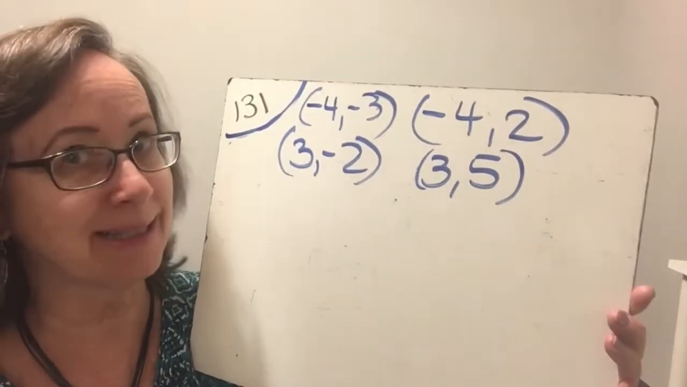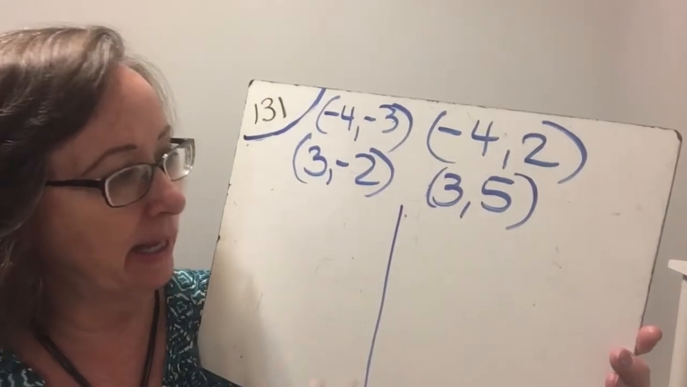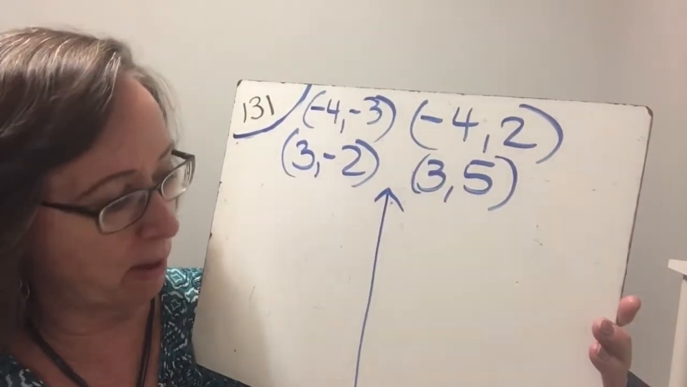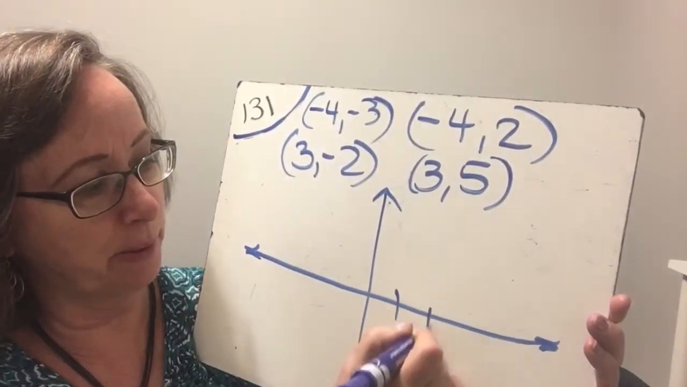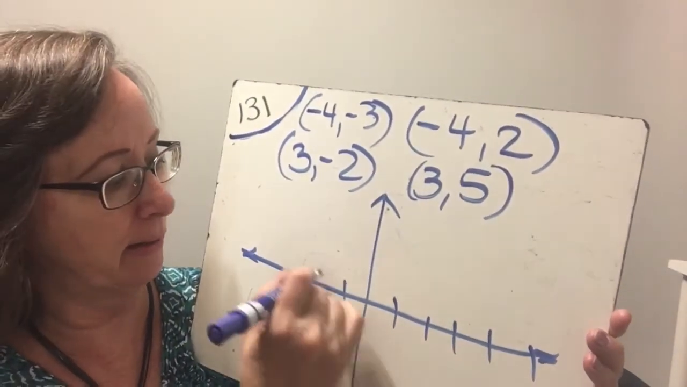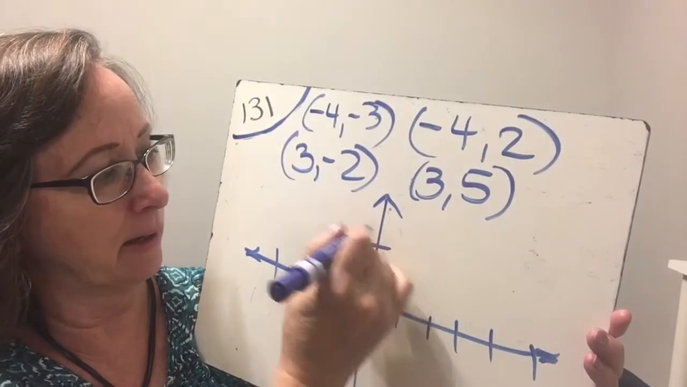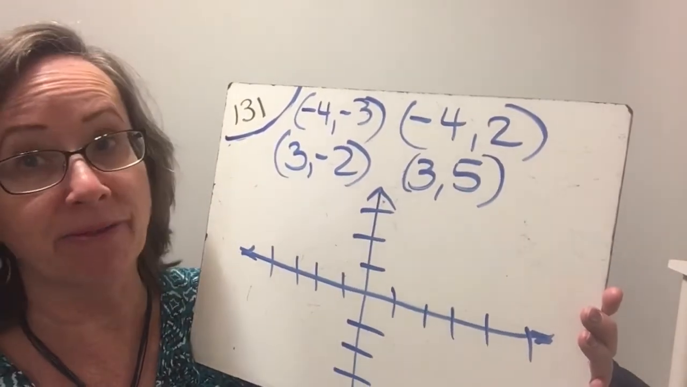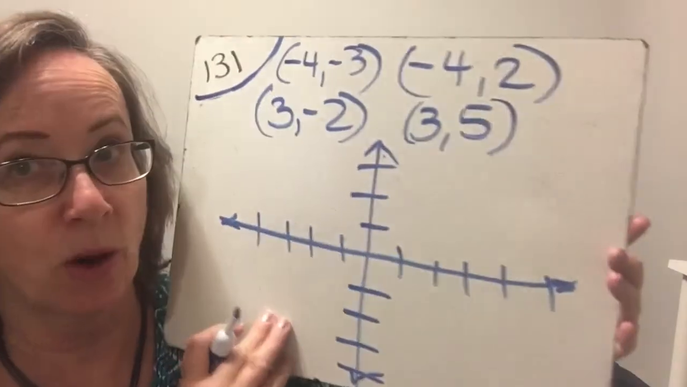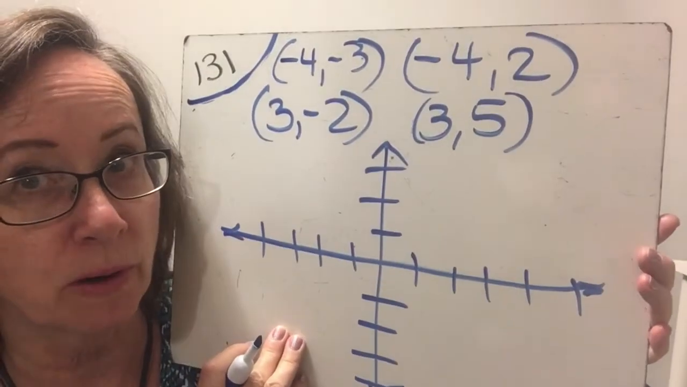All right, this is your practice problem. We're told to make a sketch of a coordinate grid, and so we're going to make the y-axis, the x-axis. We can put a couple of hash marks on there. Okay, and we're going to graph these 4 points. So, pause your video.